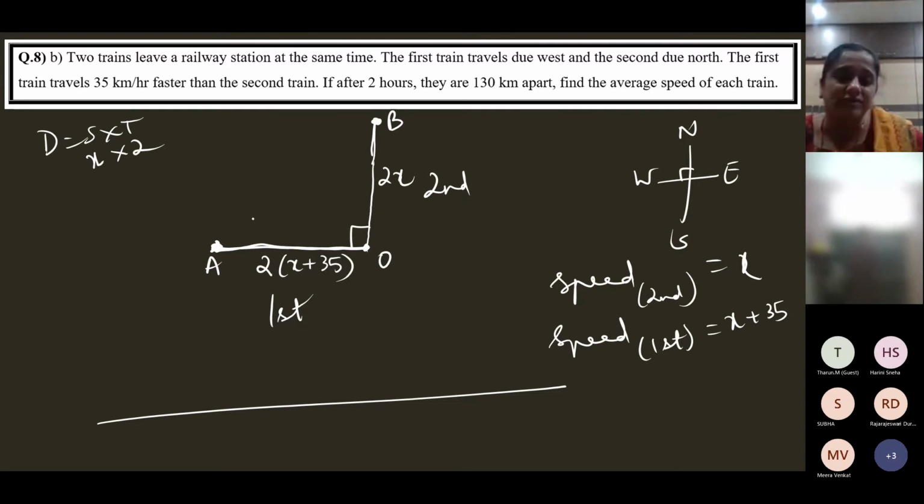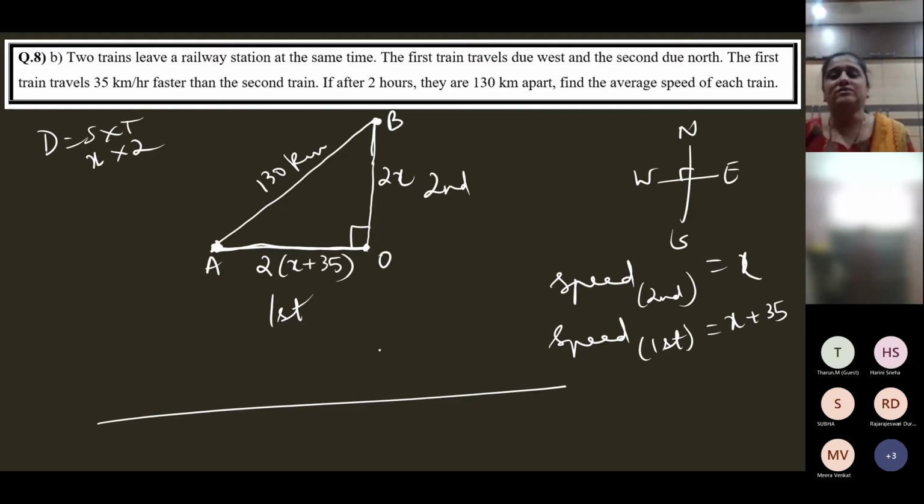So what's the distance between them? This is the distance between them after 2 hours. That is 130 kilometers. The distance between them, A and B, after 2 hours. So the line segment AB is 130 kilometers. See, kilometers. A line segment is always distance. AB is equal to 130 kilometers.